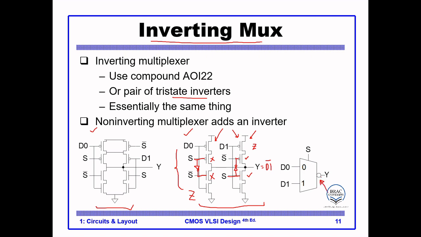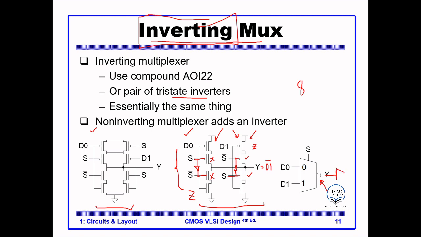And so this is the symbol of our inverting mux. We have a bubble here to indicate that this is an inverting mux, and we can also see that this has far fewer transistors than our previous one. Let's count how many transistors we have. We have 1 2 3 4 5 6 7 8, so 8 transistors for the inverting mux.